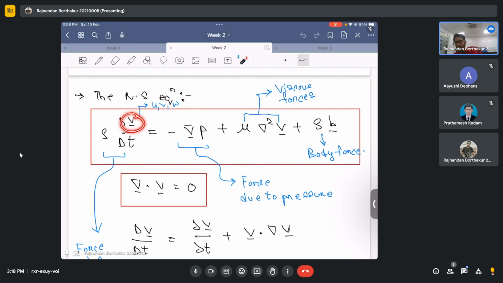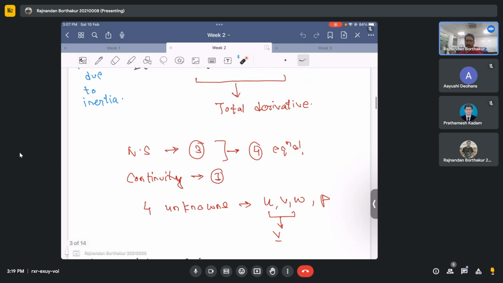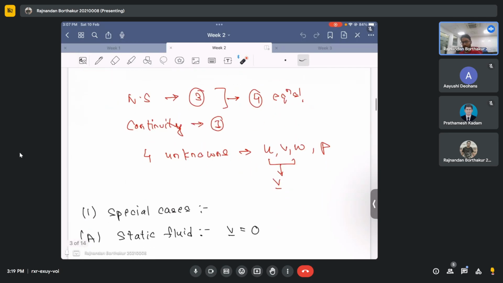So in a three-dimensional system, we extract three equations out of this vector equation, and one more equation comes from the continuity equation. So it involves calculating four sets of unknowns using four equations. It's basically a bounded problem that we are trying to solve.